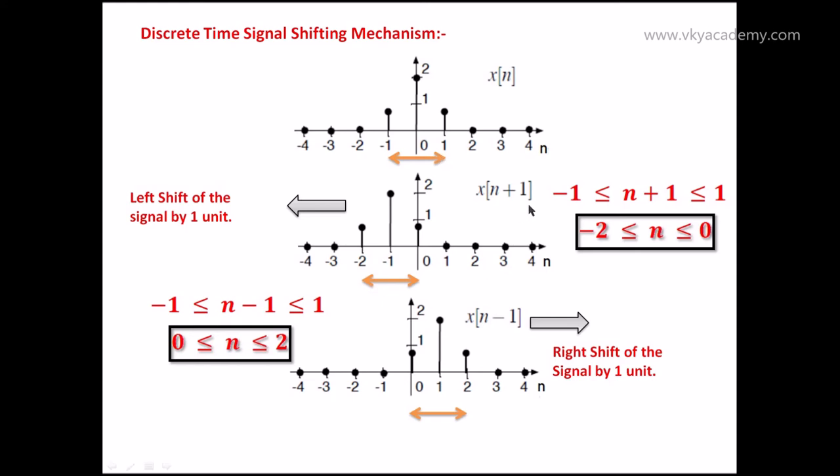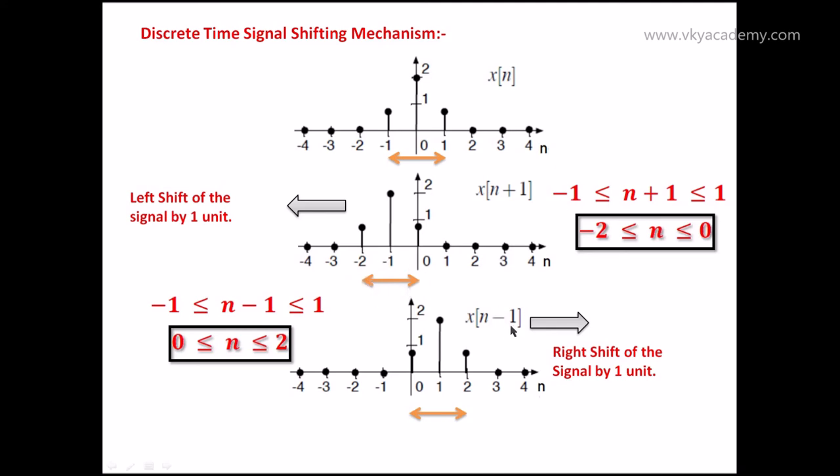Now let us plot x of n plus 1. The moment I plot x of n plus 1, the signal will move left by 1 unit because the added quantity is 1. The new range for this signal will be from -2 to 0. Let us understand the concept in another way. As my new time is n plus 1, n plus 1 lies between -1 and 1, where -1 and 1 is my original range. So n will be between -2 and 0. You can see that the signal is between -2 and 0.